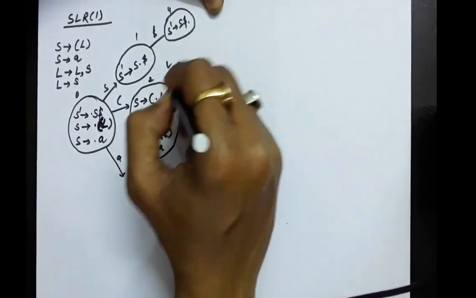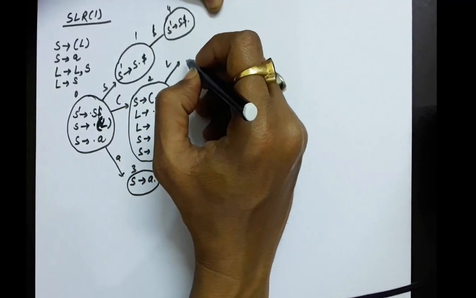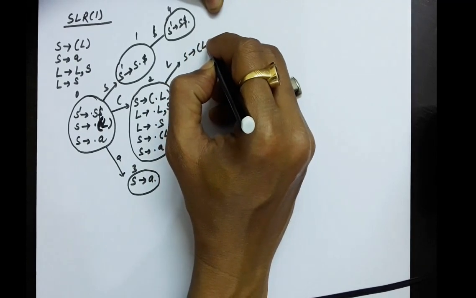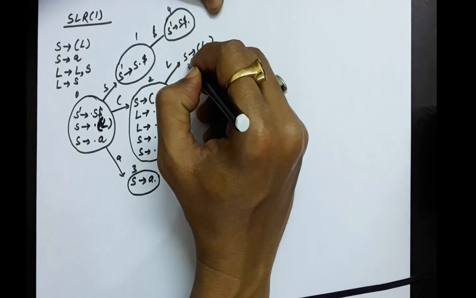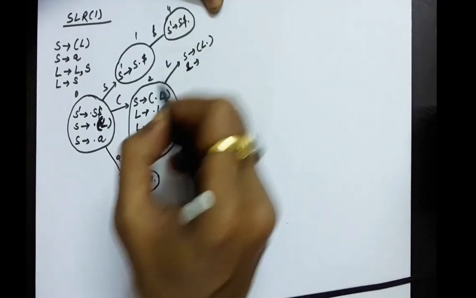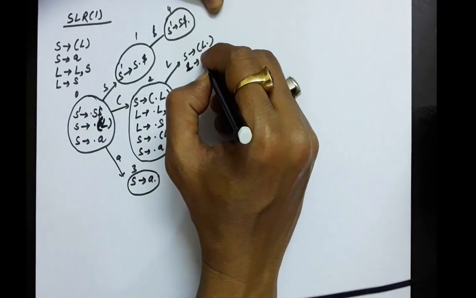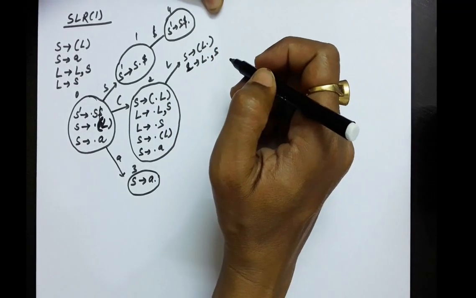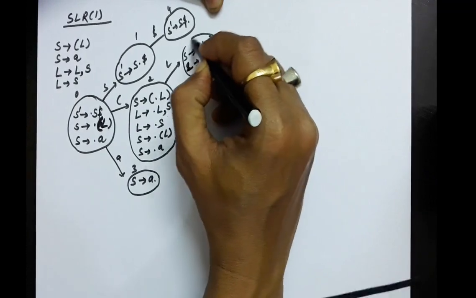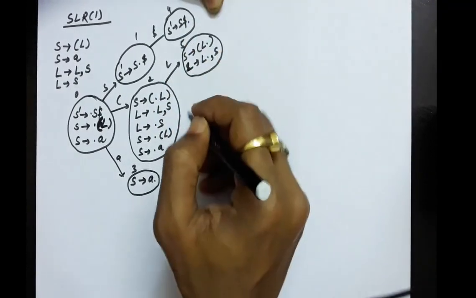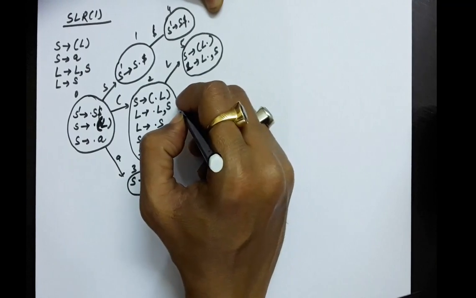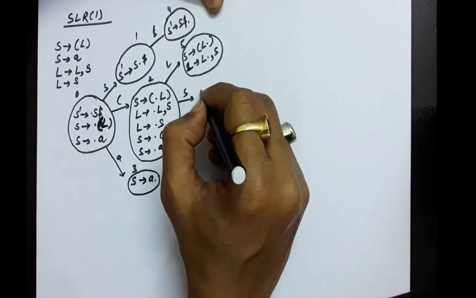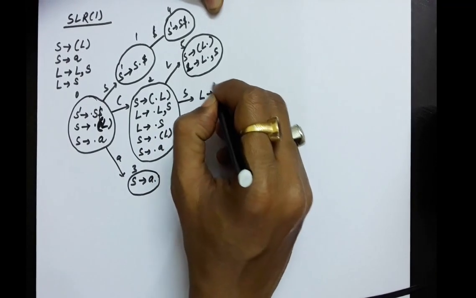And then after this we are taking a capital L from state number 2. S produces opening parenthesis L dot closing parenthesis, and L produces L dot comma S. Only these two items here. Let's number it as 5. After this let's take a capital S from state 2, so this is L produces S dot.